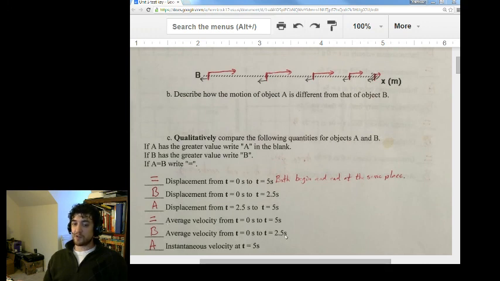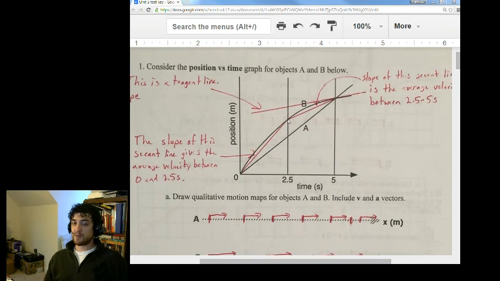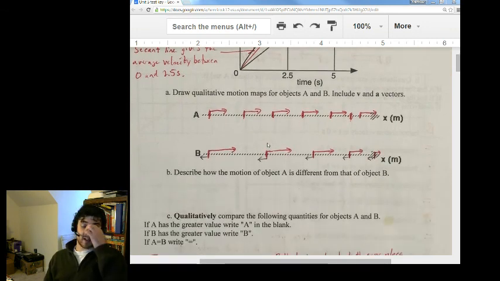Average velocity from 0 to 2.5, well, we can look here and say, B displaced farther in the same amount of time, so it was going faster. Or we can look up at our position versus time graph. We can draw a secant line, as I've done here, from 0 to 2.5 for B. Then we compare the slope of the line which represents A to the slope of the line which represents B during that time, and we find that B has a larger slope than A, which makes B have the larger average velocity. That's what that means.